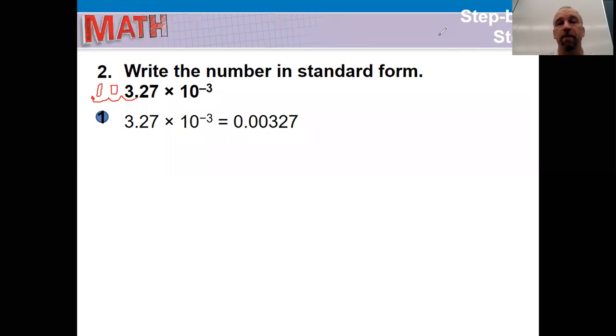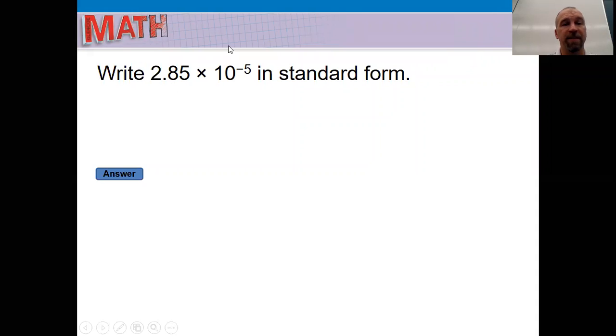Okay? Let's do another one like that. 2.85 times 10 to the negative 5th. I'm going to move that decimal place 5 places to the left because a negative exponent means it's going to become a very small decimal.